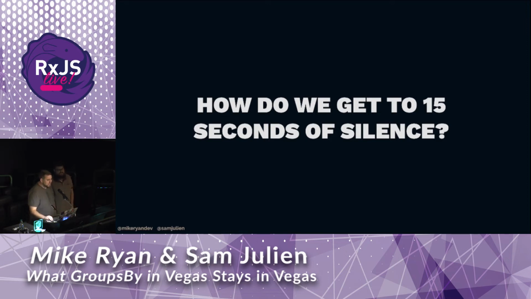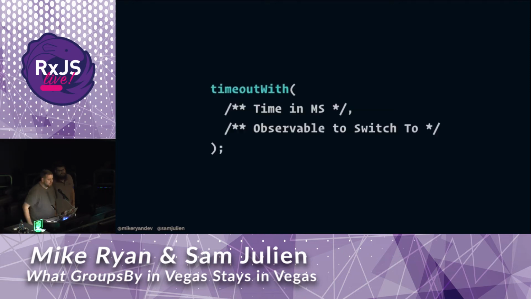Well, first, we're going to want to take a look at the timeout with operator. Now, this operator takes 2 parameters. The first is time in milliseconds, and the second is an observable to switch to. And the behavior of this is that it's going to listen to an observable, and if that amount of time goes by where it doesn't hear anything, it's going to unsubscribe from it, and it's going to switch to the observable that I passed into the second parameter.